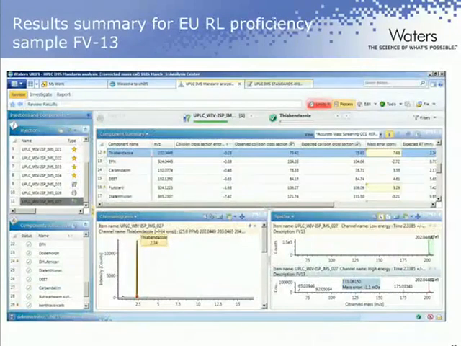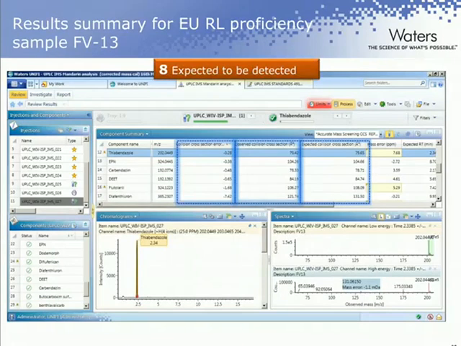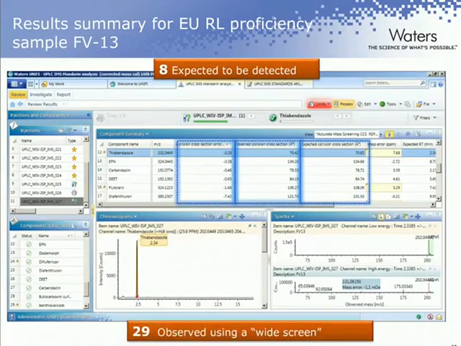Here we have the results of an EU RL proficiency sample, FV13. In the software, we can see that we have the expected collision cross-section, the observed collision cross-section, and the collision cross-section error. In this sample, we're expecting to detect 8 residues, but the results show that we've actually observed 29.